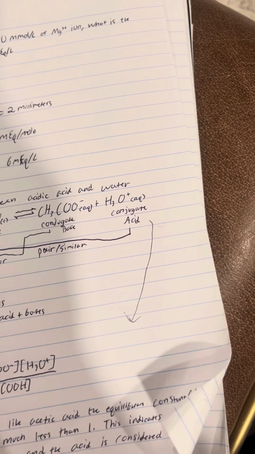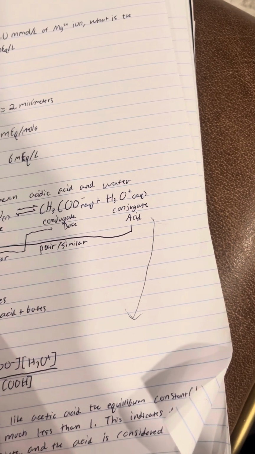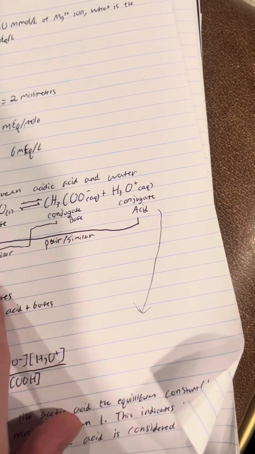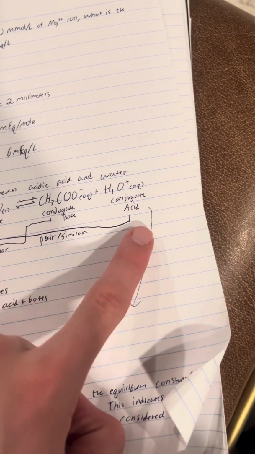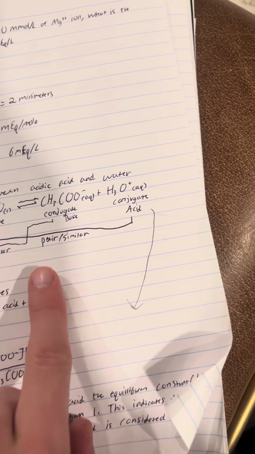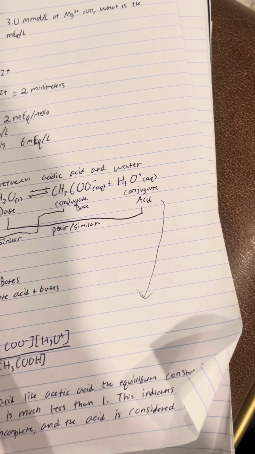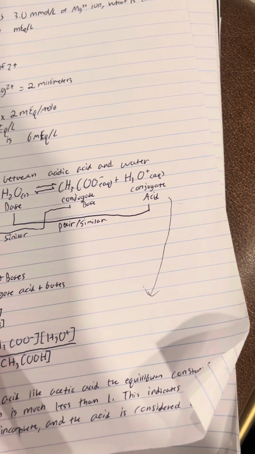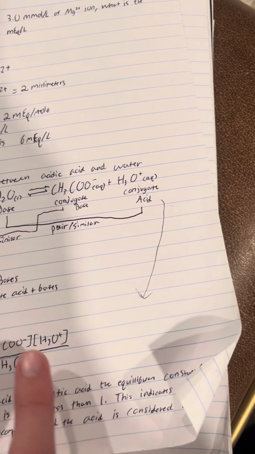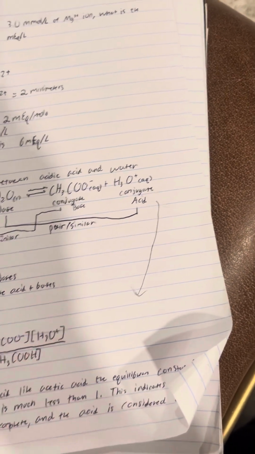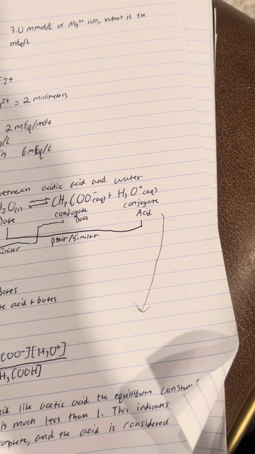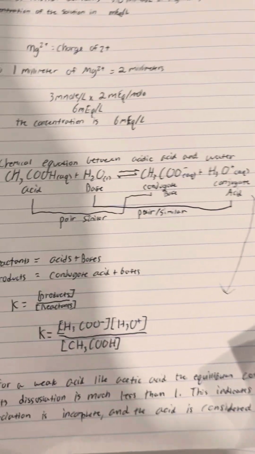And answering B, the acid and the conjugate base are similar pairs, and the base and the conjugate acid are also similar pairs. And the reactants equal the acids and the bases, and the products equal the conjugate acids and bases. So that kind of just sums up parts A and B.